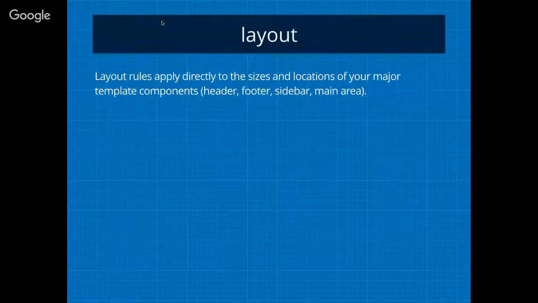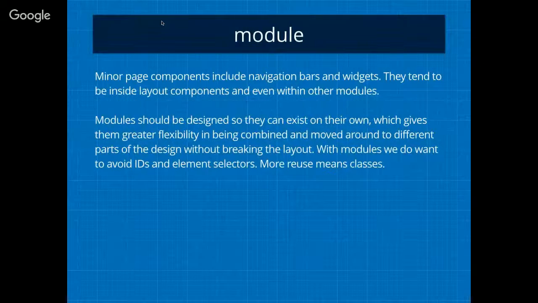Then you move into your layout. Layouts are basically about the organization of how your actual content is set up. So sizes and locations of your template areas like headers, footers, sidebars, main areas, breadcrumbs if you run them, all that good stuff. Your module is what's within those layout areas. So you've got navigation bars within your menu, widgets within your sidebar. That's where you're going to be placing your CSS for those specific areas. So you're defining the look and feel previously, and then within module, you begin to build out what they look like.